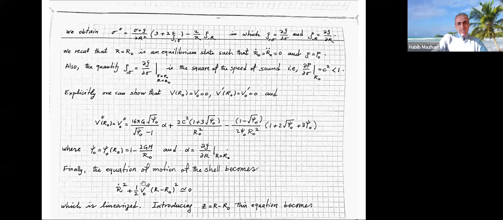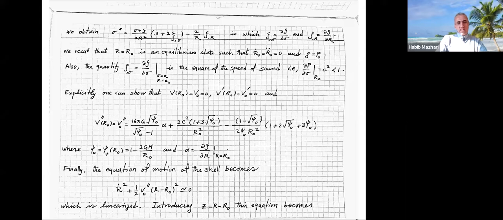And now everything depends on this V0 double prime. If it is positive, we will have a kind of oscillatory motion. If it is negative, we will have exponential motion. So exponential means when you perturb a little bit, it goes to the end. So if you perturb it toward the center, it will collapse. If you perturb it toward outside, it will just explode. So this is exactly what we're going to do.